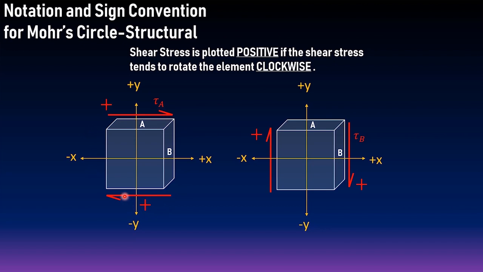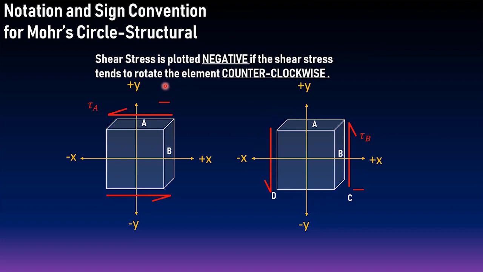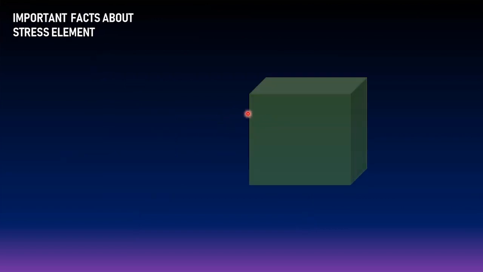Therefore, if I'm going to plot the Mohr circle for this state of stress, I'm going to mark it as a positive value. Tau B is tending the body clockwise, so I should put a positive sign. Shear stress is plotted negative if the shear stress tends to rotate the element counterclockwise. Let us discuss some important facts about stress element.